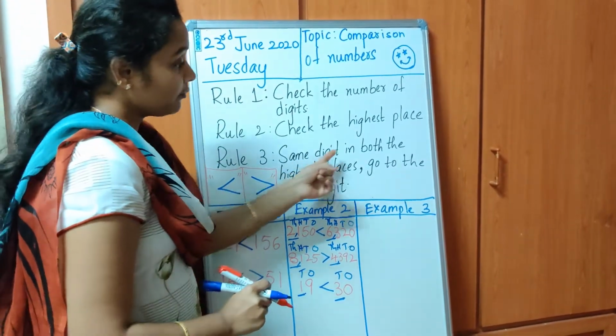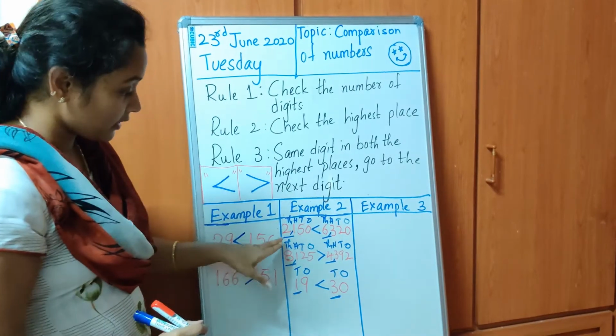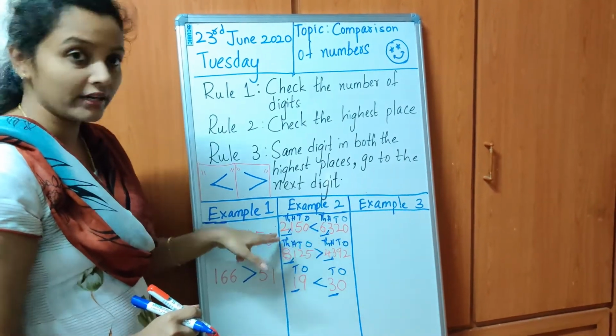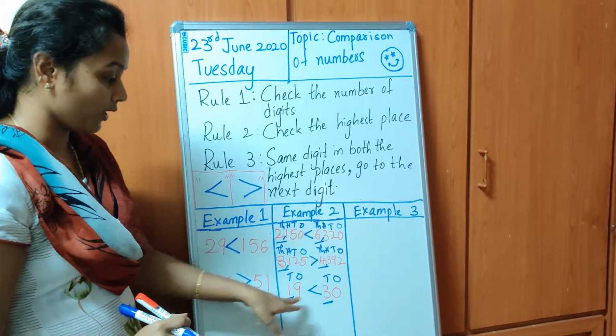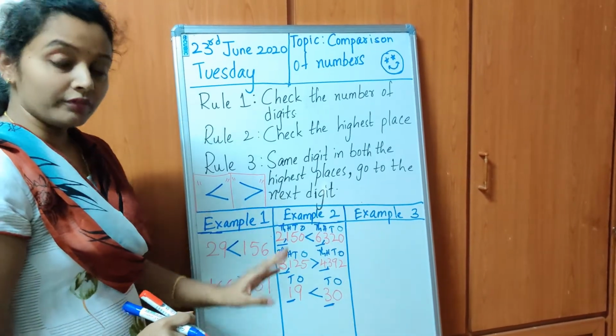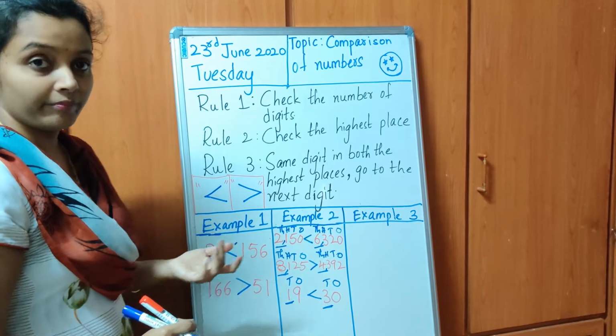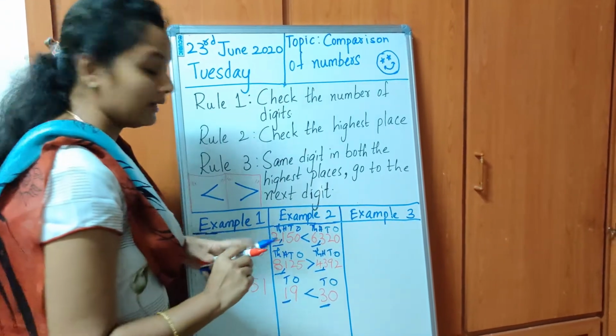What if there are the same digits in both the highest places? Here the highest place digits are different: here it is 2, here it is 6, 8, 4, 1, 3. If the highest digits are the same, then what are we supposed to do? Let's see that example.